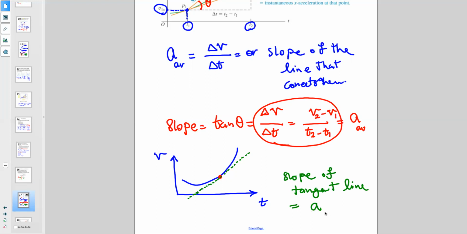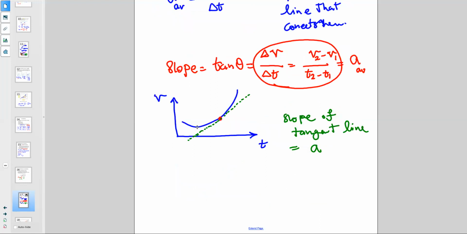I am not putting average here because it's not average. Now, the slope is tan of that angle. So tan of that angle is the slope, and the slope is instantaneous acceleration, or a.